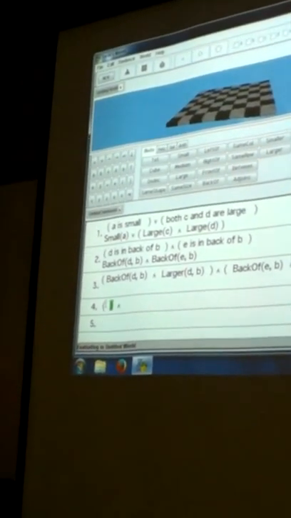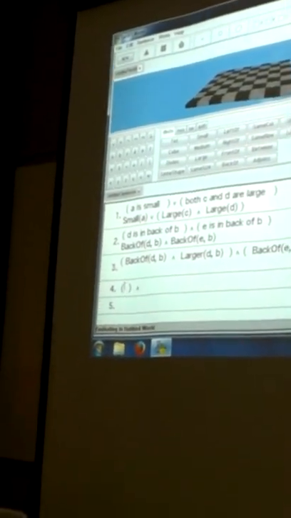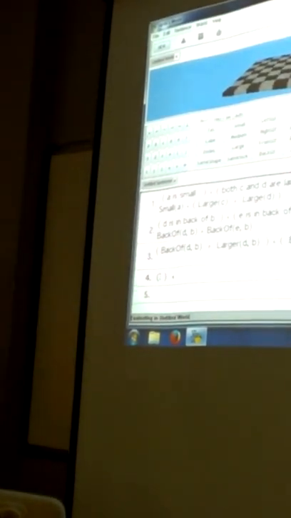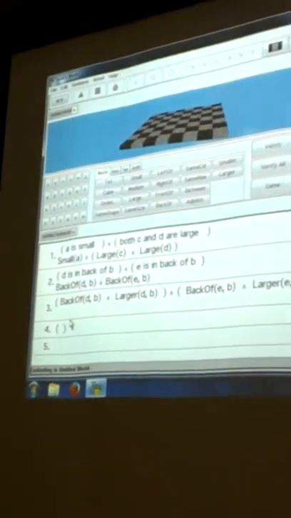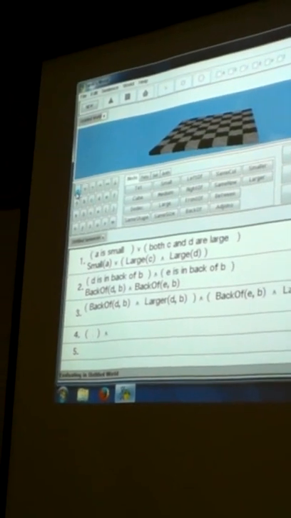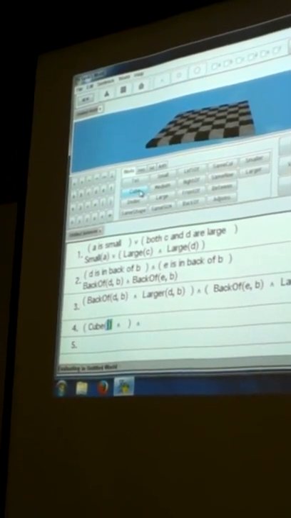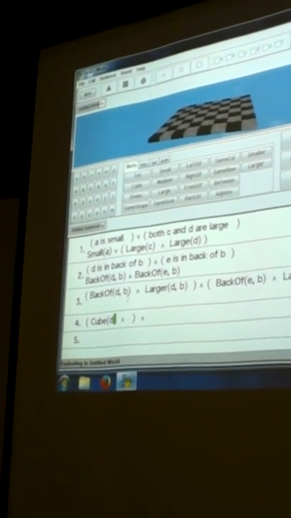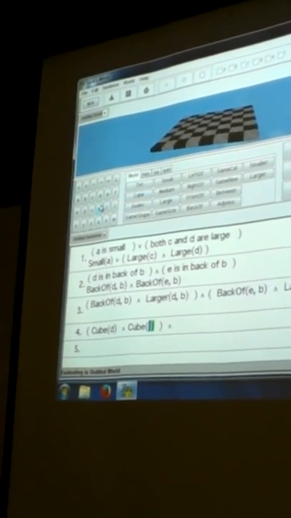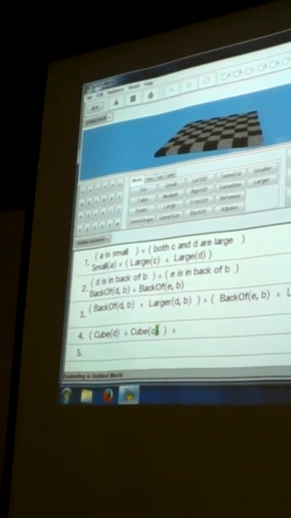What's on my left side, everyone? In English: both D and C are cubes. What's the main connective there? And. And now fill it in: cube D, and cube C. Both D and C are cubes.